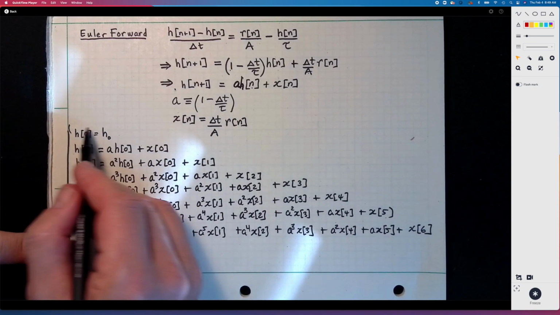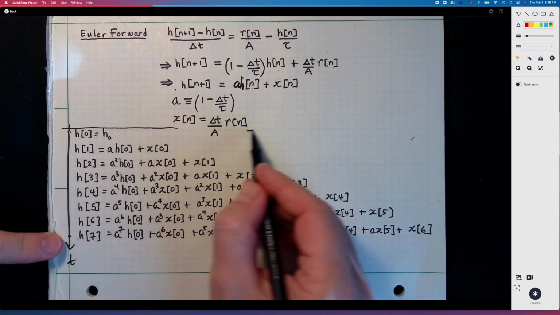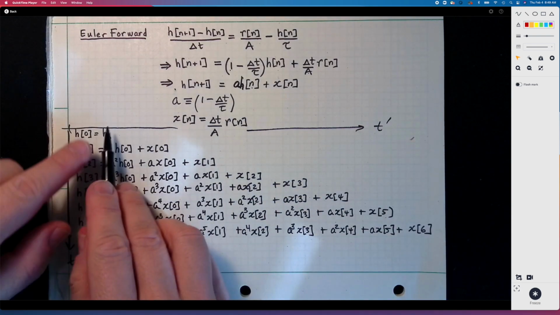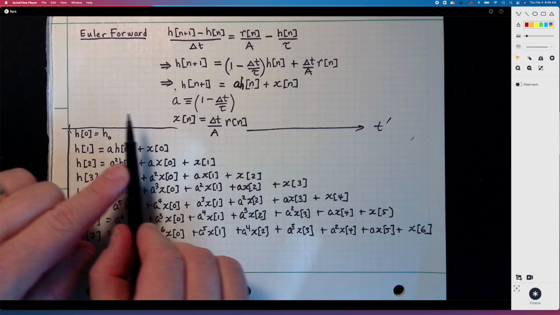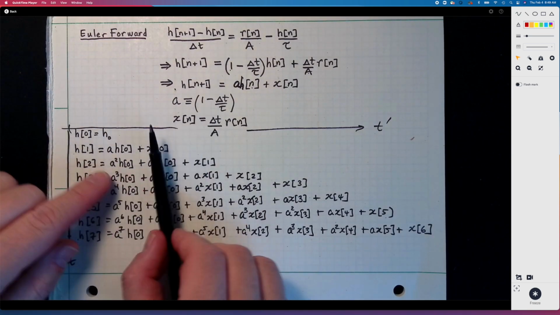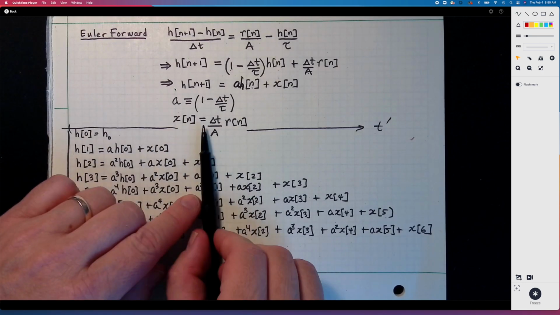And so along this axis, out here, this is the analog of t prime. And so t0 comes in here, then t1, these two come in at t0, t1, t2, and so on.